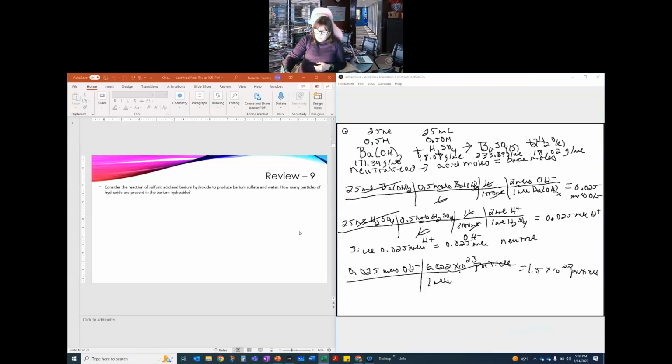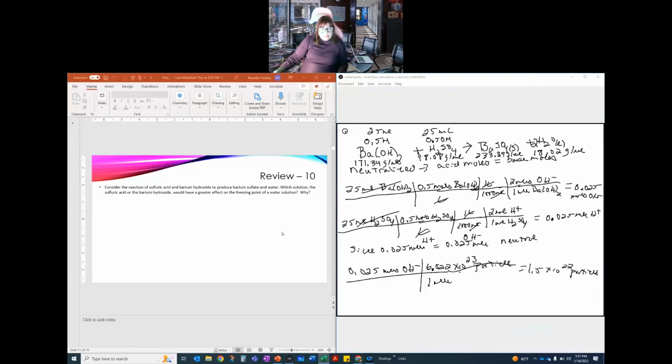Okay, that is multiplying by Avogadro's number. Avogadro's number is available on the test. That value is there. It's not labeled as Avogadro's number, so you need to know what it is, but it is available to you on the exam handouts. Okay.